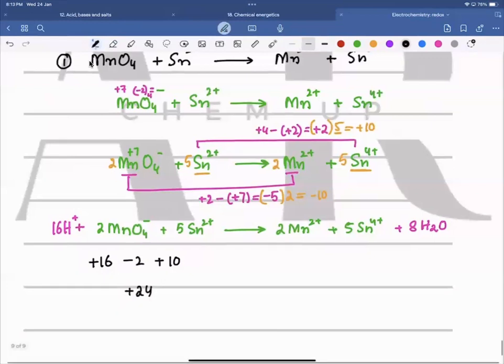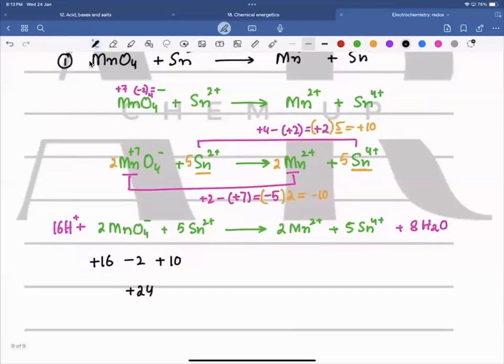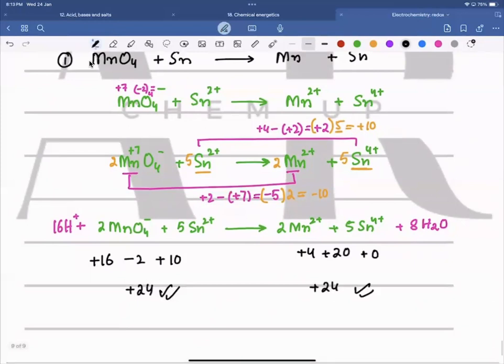Okay, now here Mn2 positive, there are two Mn2 positive, which makes it positive 4, and Sn4 positive, and there are 5. So 5 times 4, the charge will be positive 20, and water has no charge. So if you add them, you are going to get 24. So if you get the net charge on both the sides of the equation equal, then it means your equation is correctly balanced. Is this clear? Yes, sir.